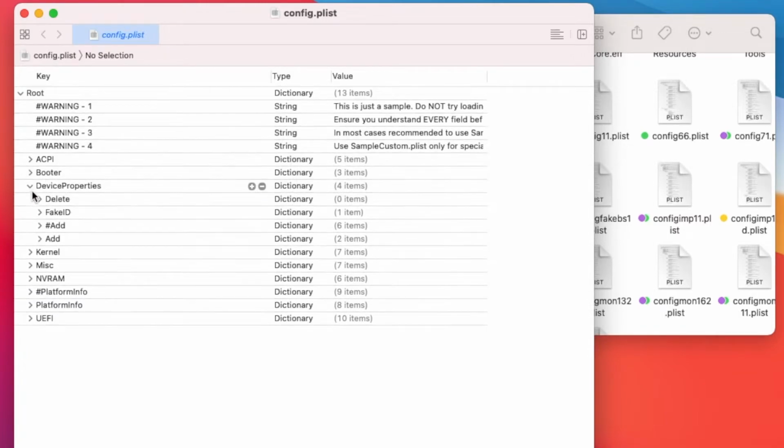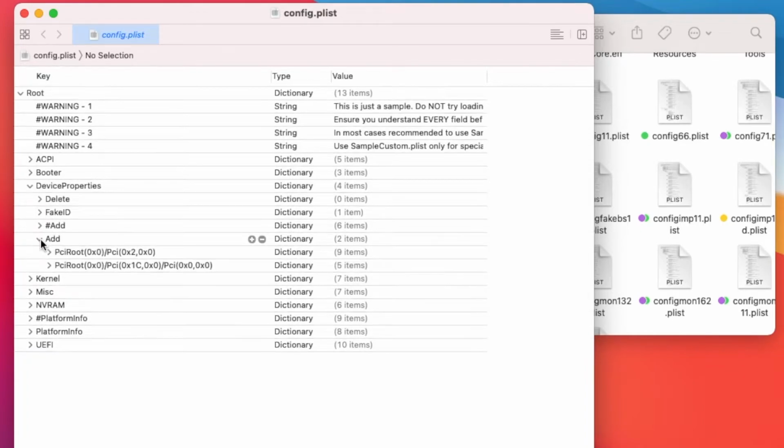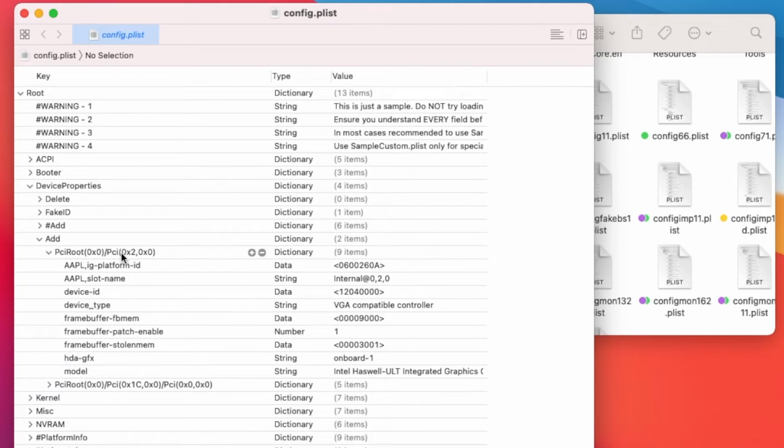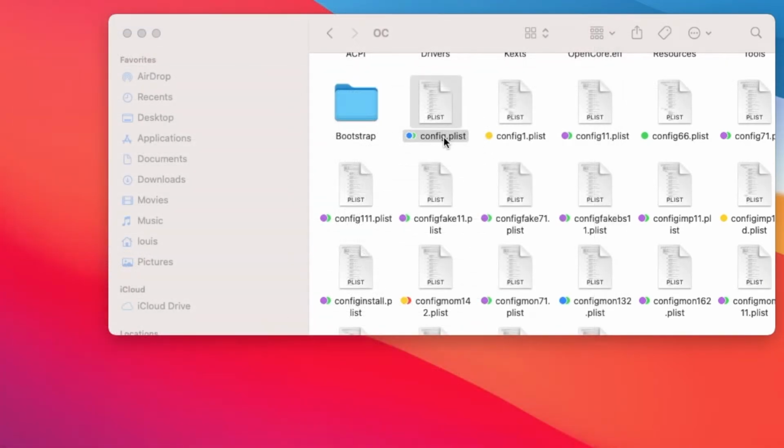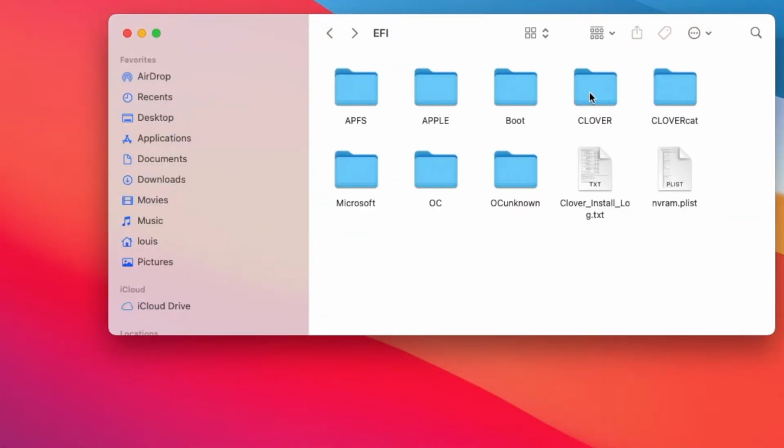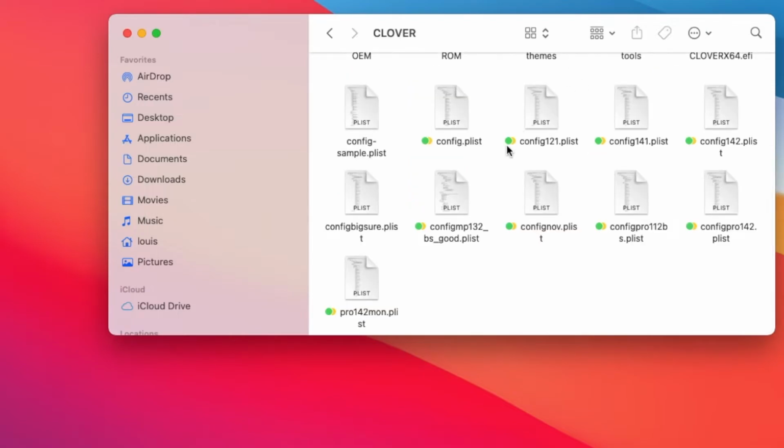Device properties, I would put fake ID. That doesn't really help. Add everything in here, frame buffer, all kinds of things, and it wouldn't work. So with the Clover, the config is almost the same.